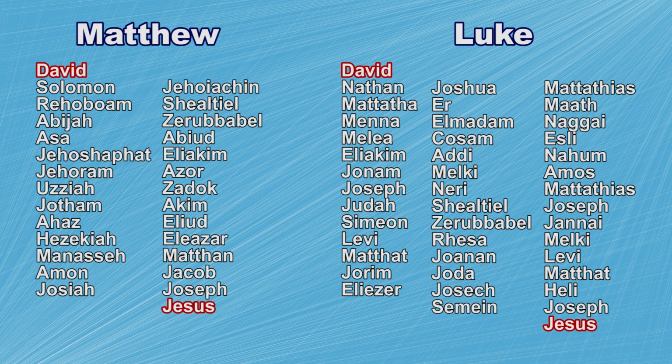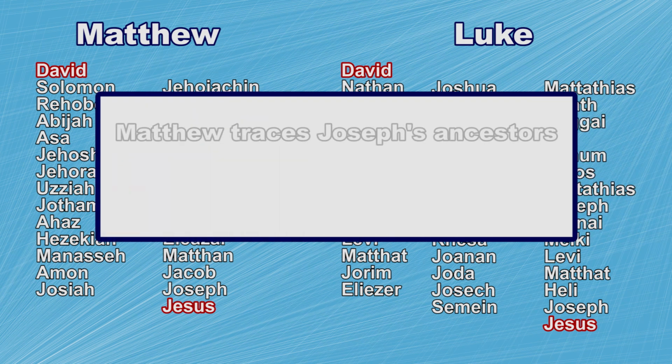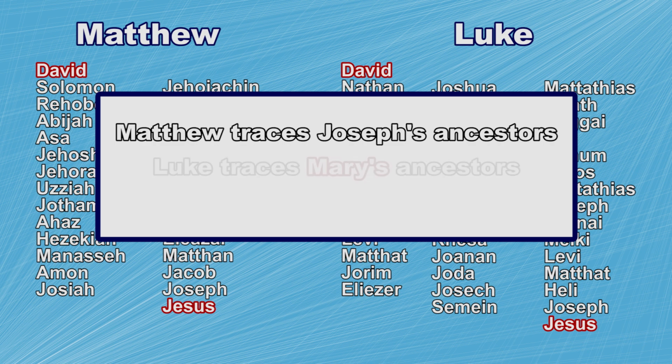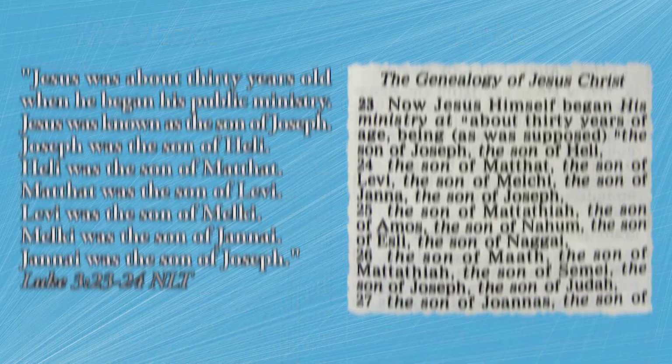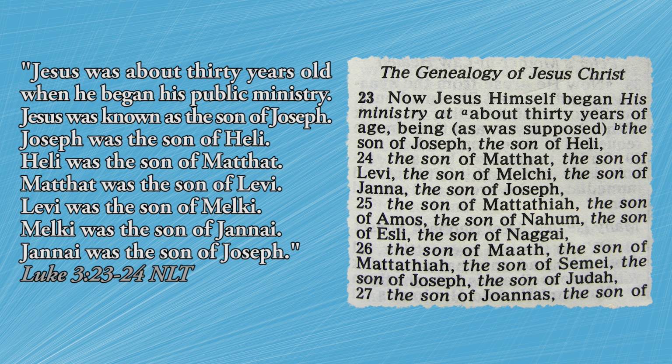So how do we account for the two different genealogies? The common apologetic is that Matthew traces Joseph's ancestors, while Luke traces Mary's ancestors. But what does the scripture in Luke actually say? Jesus was about 30 years old when he began his public ministry. Jesus was known as the son of Joseph. Joseph was the son of Heli. Heli was the son of Mathat, and so on. The verse clearly states that Joseph was the son of Heli. There is no mention of Mary, or that these are Mary's ancestors.